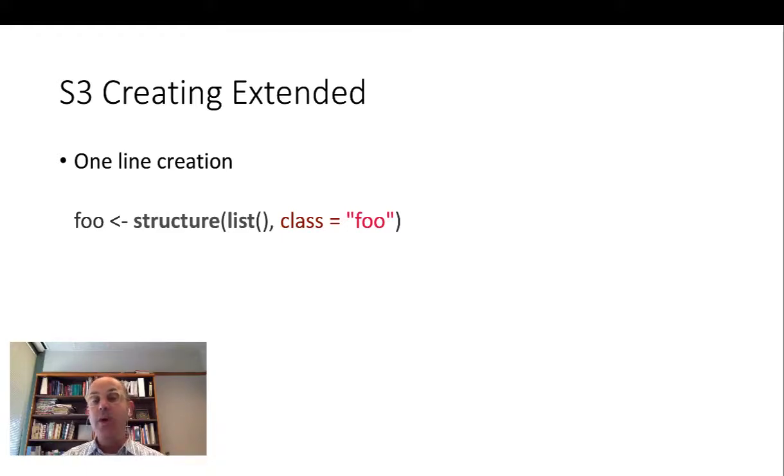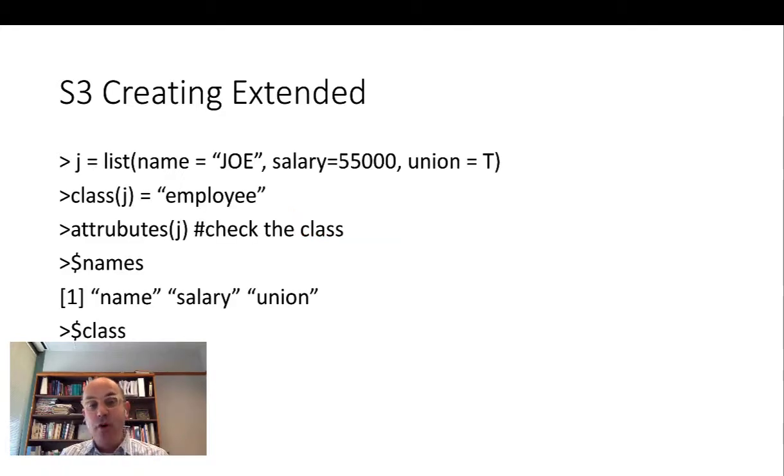With S3, we can also create an extended structure list. For example, I can create a class, and by doing that, it will tell me what the class name is. In this case, it will be employee. So Joe is an employee, and the salary is already embedded in my container that I listed as a list.